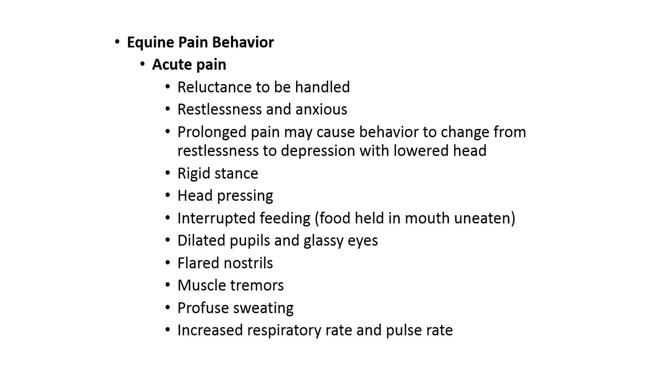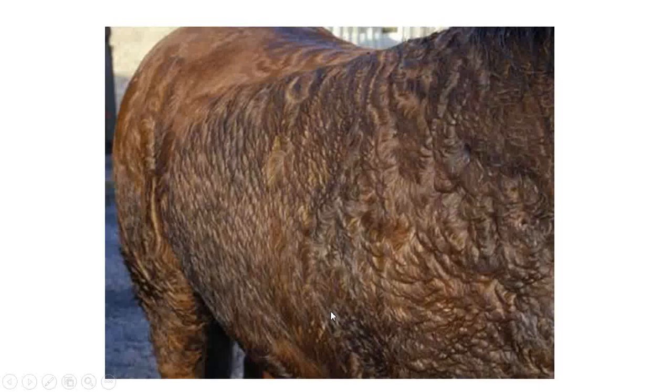Equine acute pain: they don't want to be handled, they're restless, they'll sometimes have a rigid stance. Look at their pupils, which may be dilated. Watch their respiratory rate and pulse rate, which will usually be elevated. Sometimes there are muscle tremors, flared nostrils, things like that. Here's a horse who's sweating.